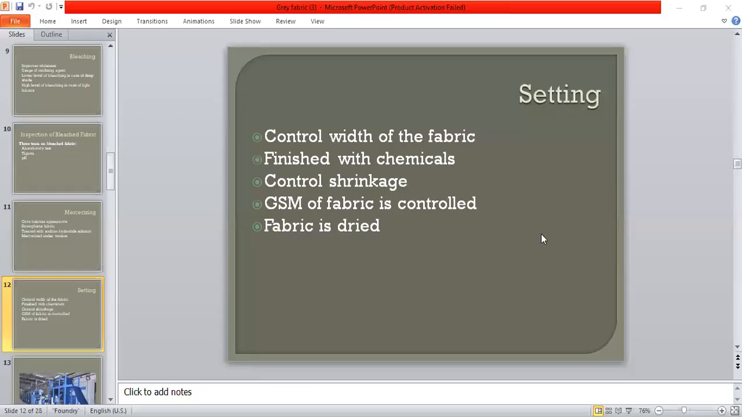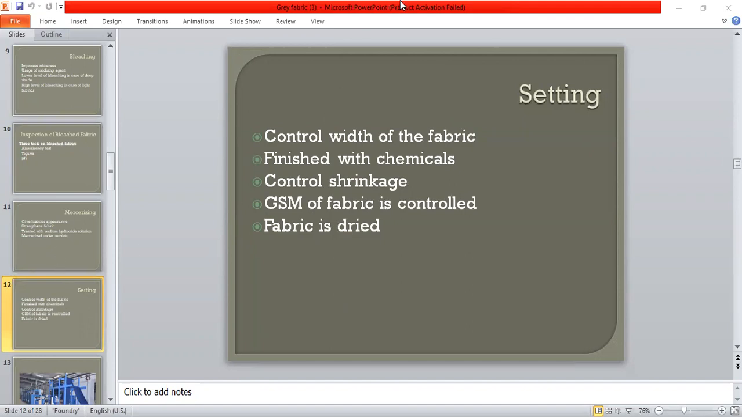Okay, so let's start with the theory. I'm going to share the PPT. Students, can you see this? Yes, ma'am. Okay, so this step is setting.